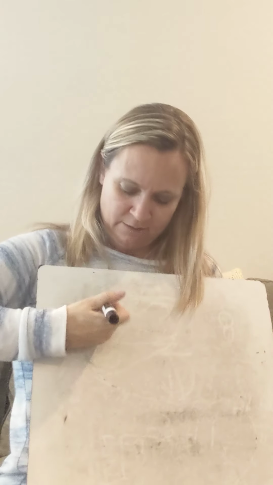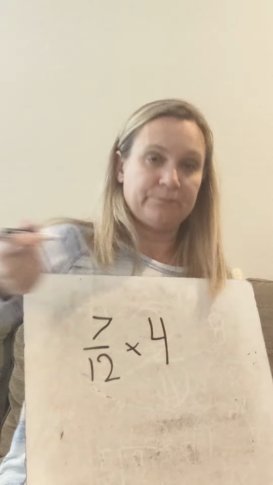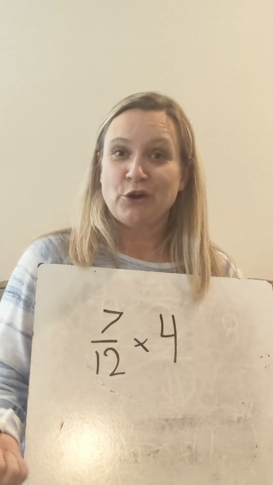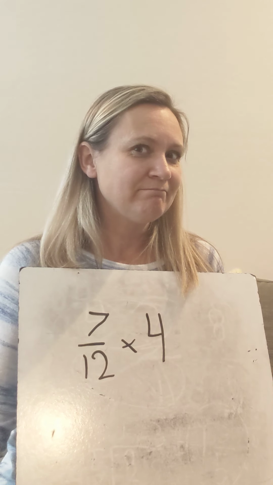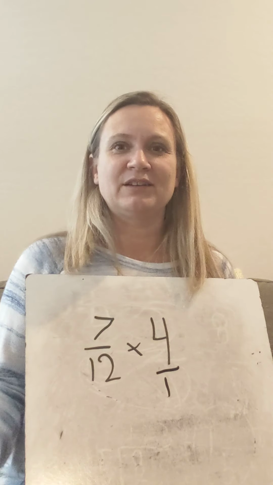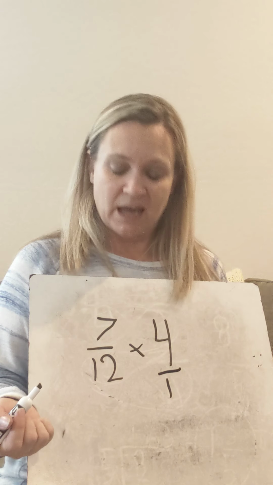Let's look at another one like that. If I have 7/12 and I'm multiplying it by 4, I want to be able to multiply a fraction by a fraction. So I'm going to make 4 into a fraction. Do you remember what to do? That's right, fraction bar and a 1. Good job. So now I'm going to look at cross-canceling again.